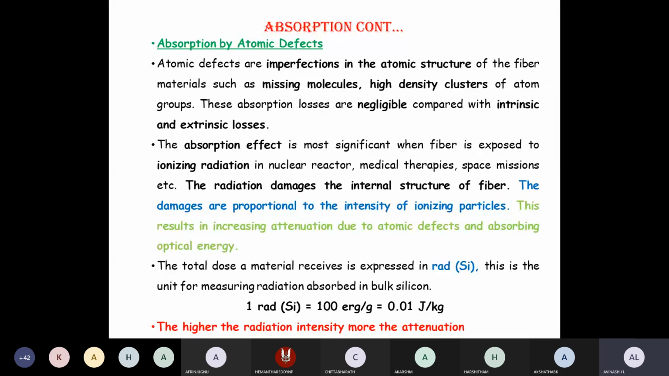Now what is 1 rad of silicon equal to? You can see one particular equation we have seen. One rad (Si) is equal to 100 ergs per gram. That is equal to 0.01 joules per kilogram. So please make a note of it also.